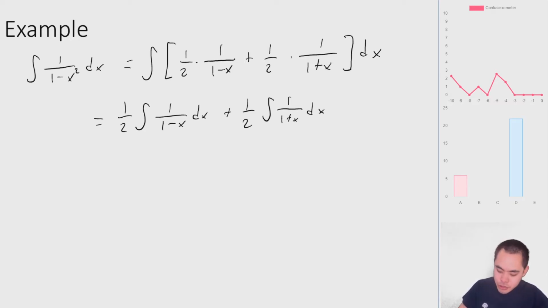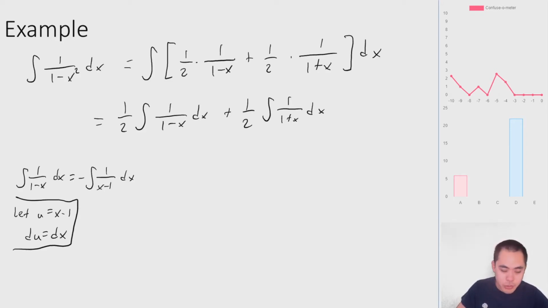Well, what are our substitutions? If we have the integral of 1 over 1 minus x dx, that's equal to minus the integral of 1 over x minus 1 dx. And if we let u be equal to x minus 1, then du is equal to dx. And so this is equal to minus the integral of 1 over u du, which is equal to minus natural log of the absolute value of u plus c, which is equal to minus natural log of the absolute value of x minus 1, plus c.